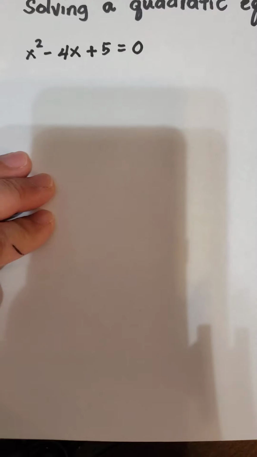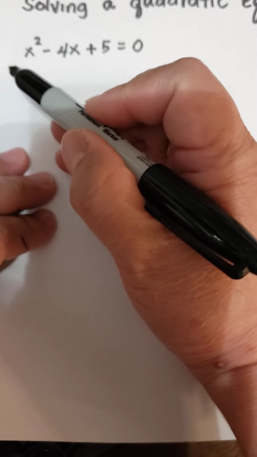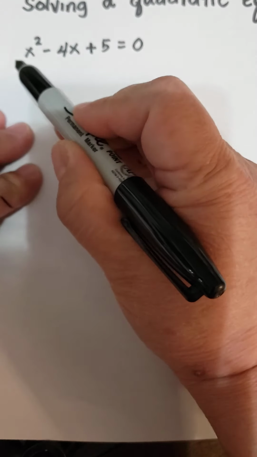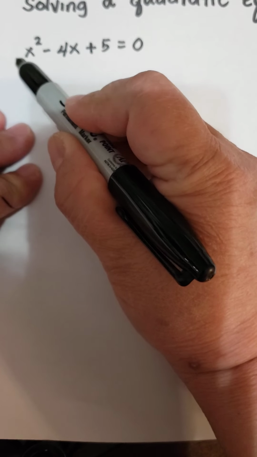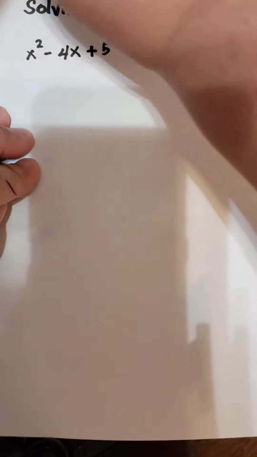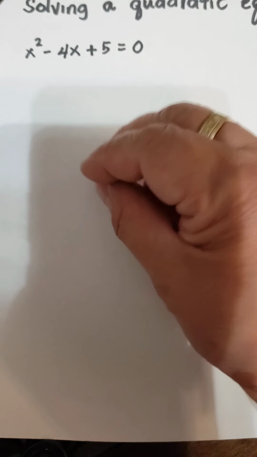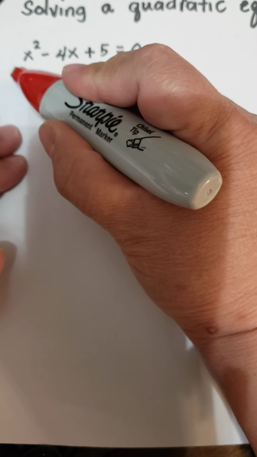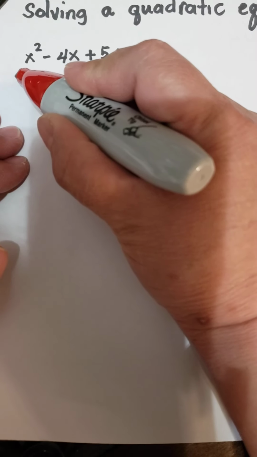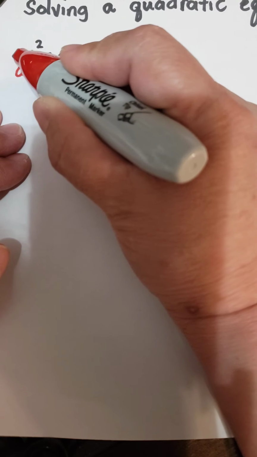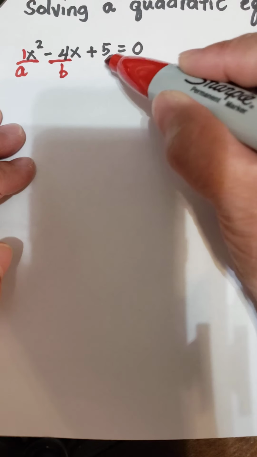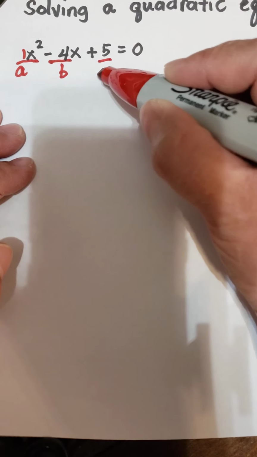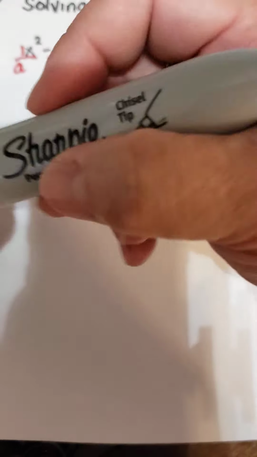So in this case, our a should be the number beside x squared. Now you didn't see any number here, but it is understood to be an invisible one. So let me use a different color to write down that our a over here is an invisible one. This is our b, negative 4, and this is our c, positive 5.